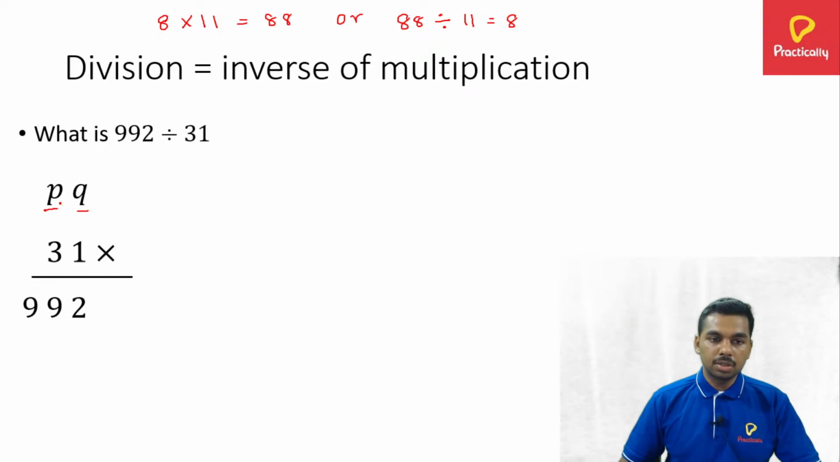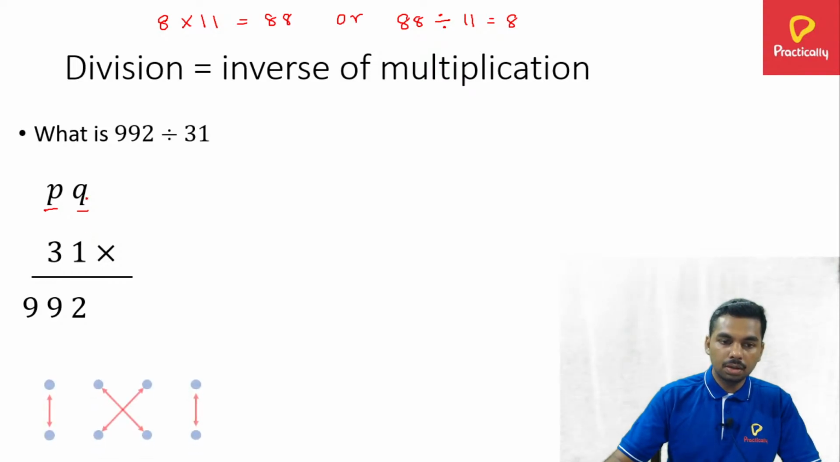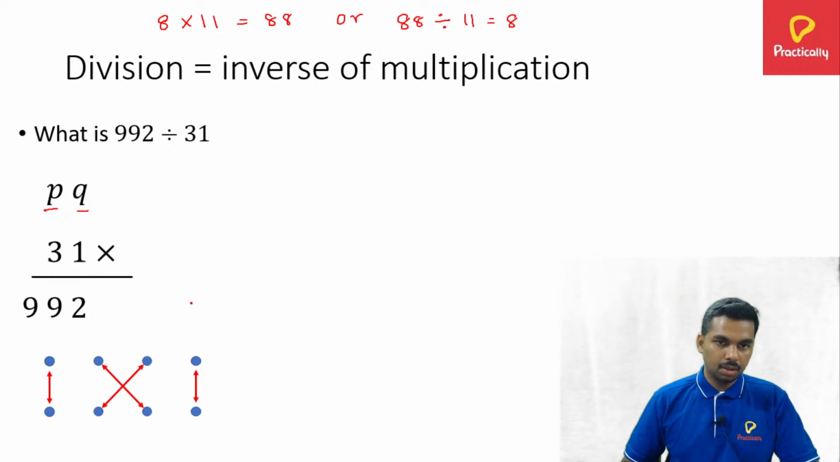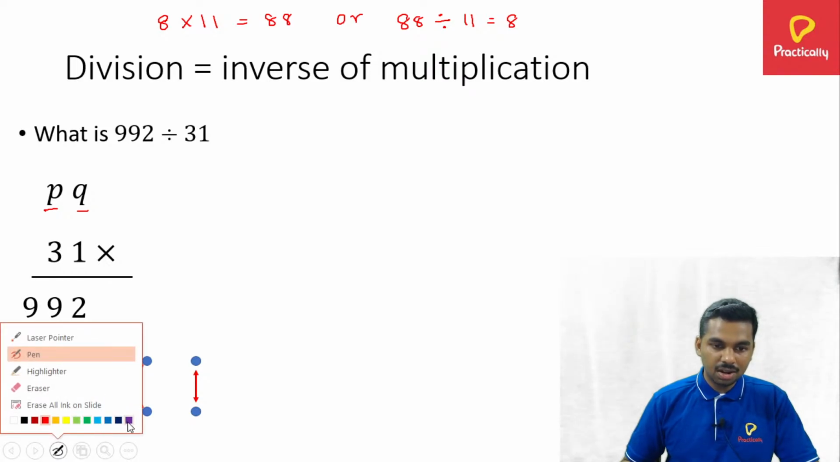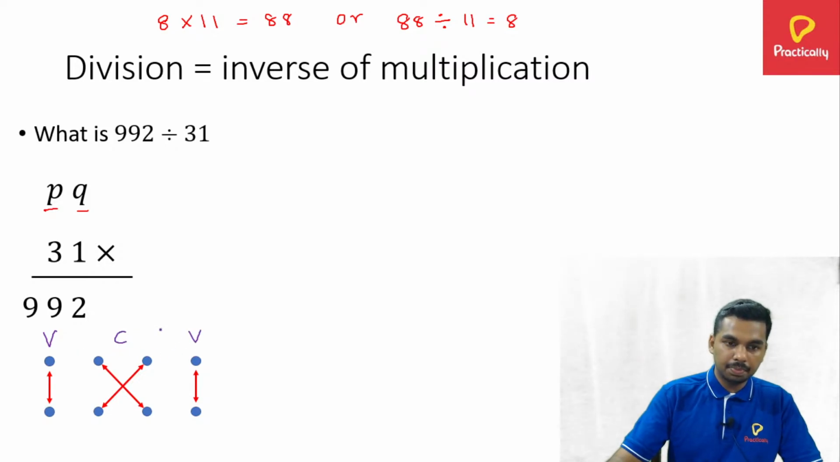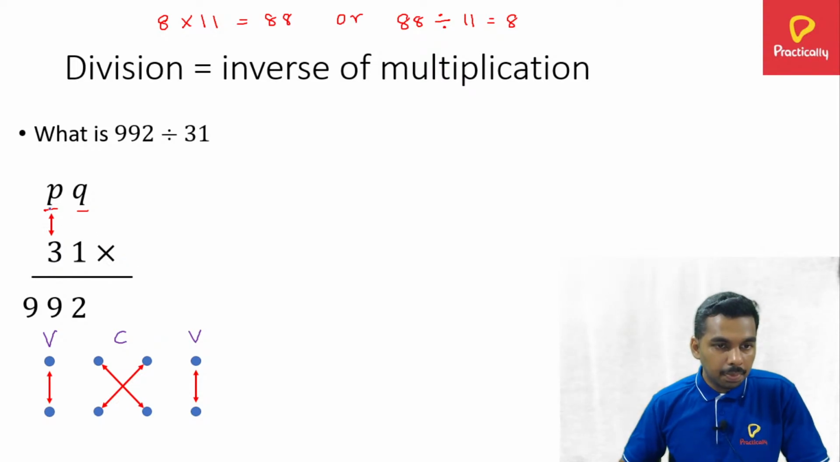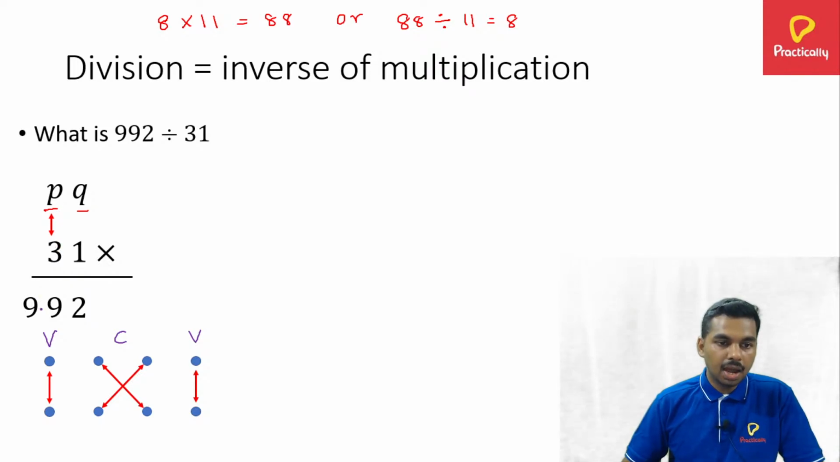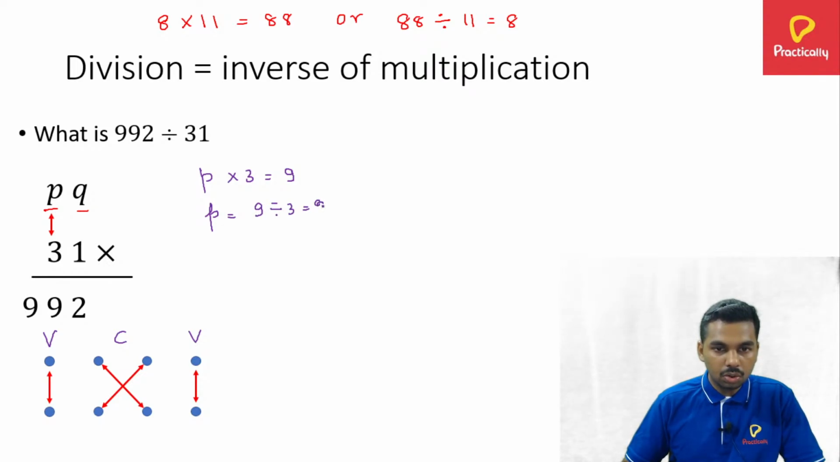Let's see whether it is possible to find P and Q using the vertically and crosswise method. While we learned the vertically and crosswise method, we introduced the short formula VCV: vertical step, crosswise step, and vertical step. If we multiply P with 3, I should get the number 9. What multiplied by 3 will give you 9? That is the value of P. So P equals 9 divided by 3, and everybody knows it is equal to 3.